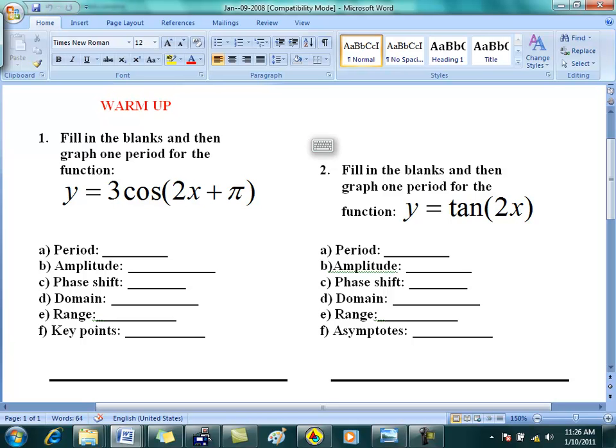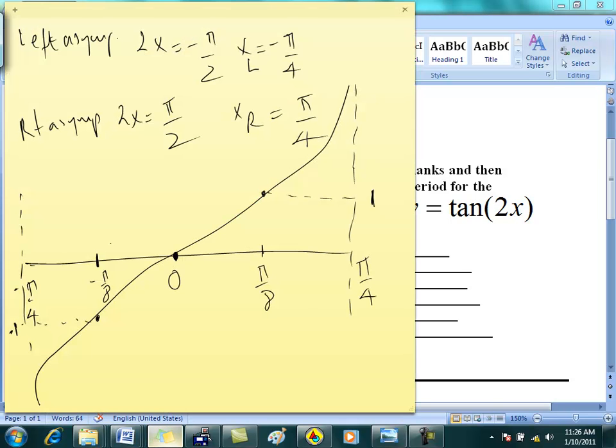Domain is a good question now. If you take a look at your tangent, remember we only drew one period of tangent, right? It repeats itself over and over and over again, right? So at the asymptotes, you can't have x values. You cannot include the x values where you have an asymptote. So your first asymptote is at pi over 4. Okay, I'm starting from the right of 0. So pi over 4, where is the next one?